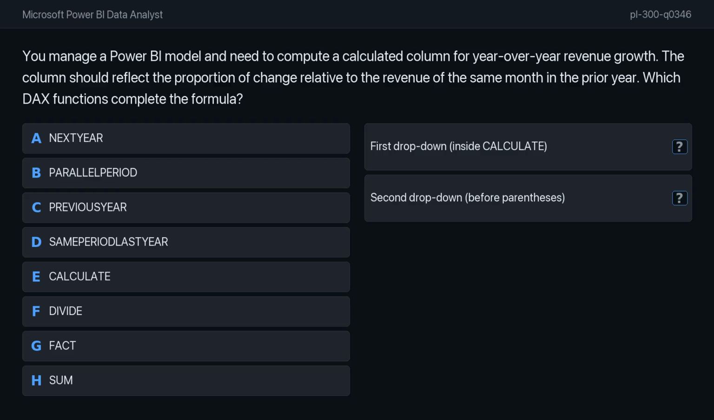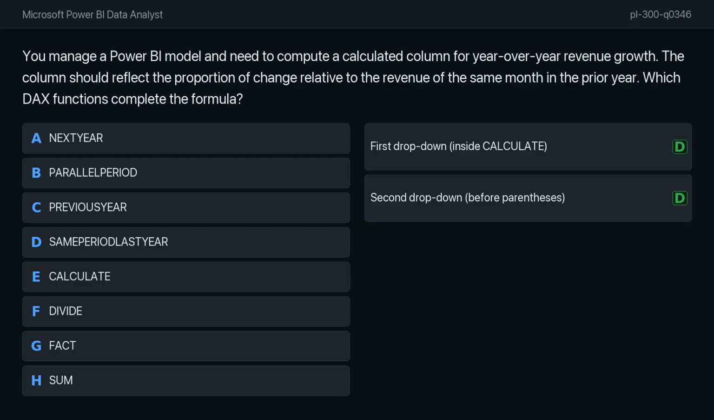Option A, next year. Option B, parallel period. Option C, previous year. Option D, same period last year. Option E, calculate. Option F, divide. Option G, fact. Option H, sum.